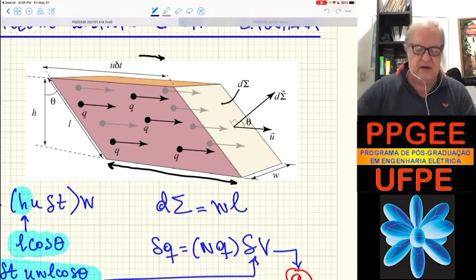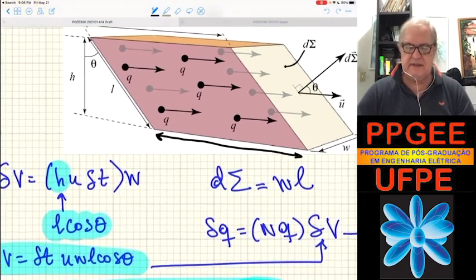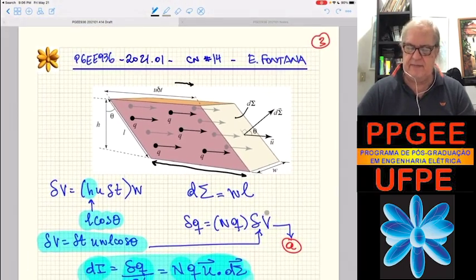So let's calculate the volume. The volume is, h is the height. So it's the area of this parallelogram here, which is the height times the length, which is u delta t, right? That's the area of the parallelogram. The volume of the parallelepiped is w times that.